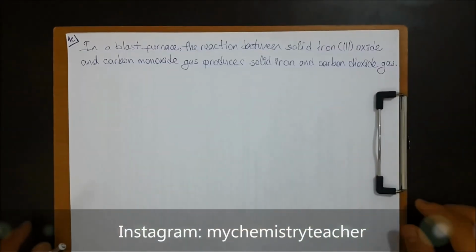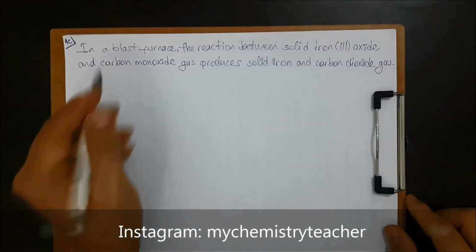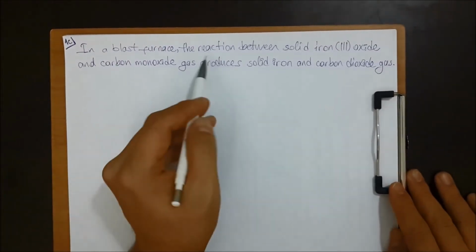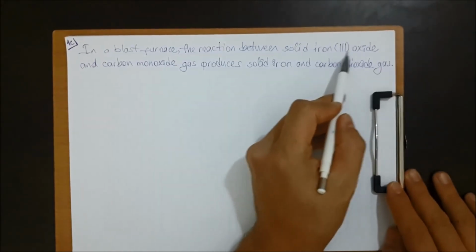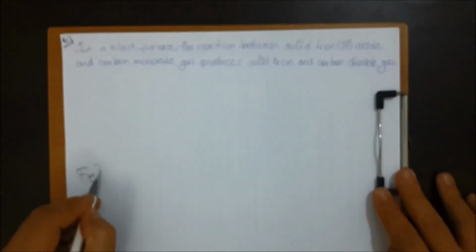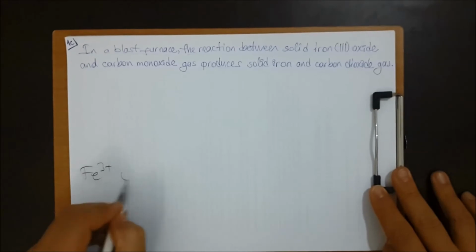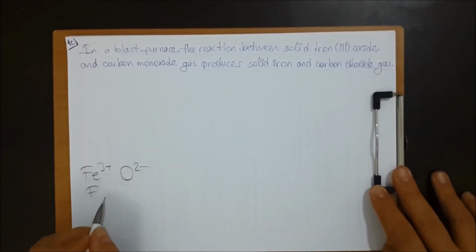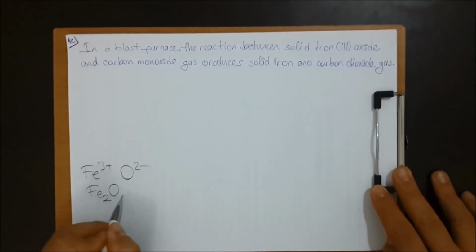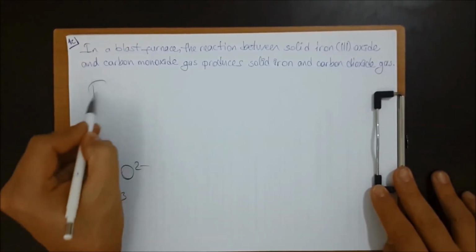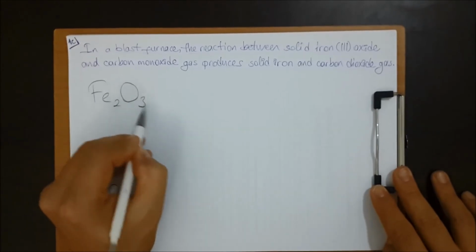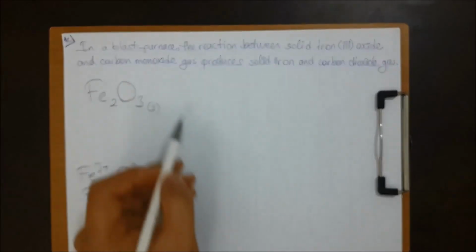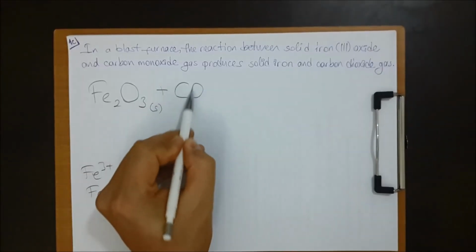Okay, let's continue with the last question. In a blast furnace, an oven used in metal extraction, the reaction between iron(III) oxide, Fe3+, oxide, O2-, cross over the charges. After taking their absolute values, your formula becomes Fe2O3. And its state is given in the question. It is solid.